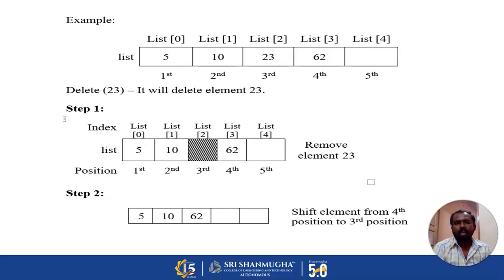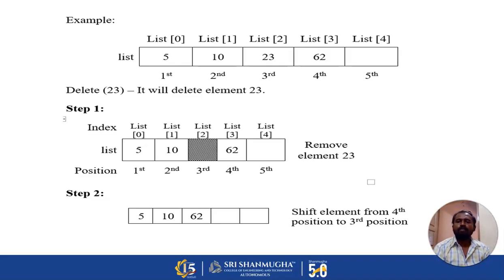Step 1: the index list, list 0 to 4, as already assumed. At the third position, list 2, I have the value 23, and I remove the element 23 at the third position. The shaded position is the one deleted. Step 2: I have removed the 23, so the third position is deleted. So I have 5, 10 and 62.